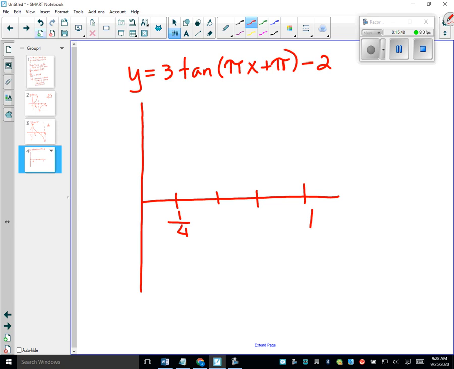I have a phase shift of 1, don't I? And I have a vertical shift of what? No, down 2. Down 2. Okay?